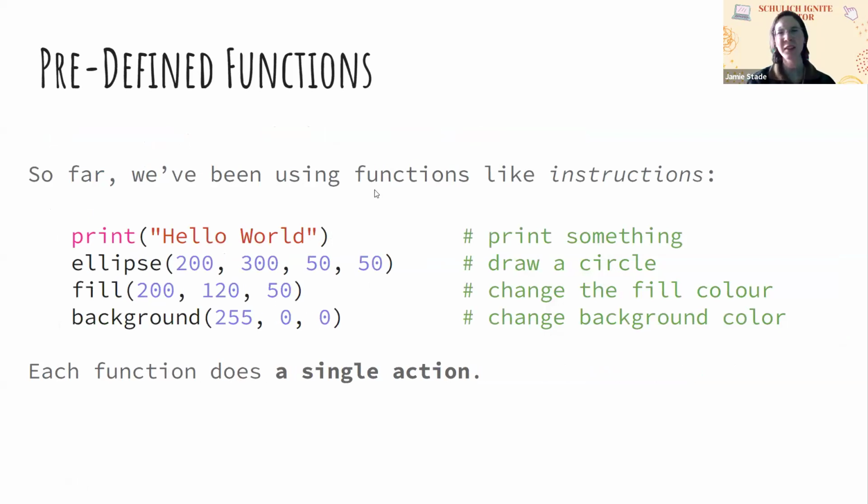All right, here are some more examples of predefined functions that we've used already. We've used print, that's a function. You can pass in text and it will print it to the terminal. That's pretty easy to use, the first one we learned. We've used ellipse, fill, background. These each do their own purposes. This will draw an ellipse to the screen. This will change the color of shapes that you draw after it, and this will change the color of the background. Each function typically just does a single action.